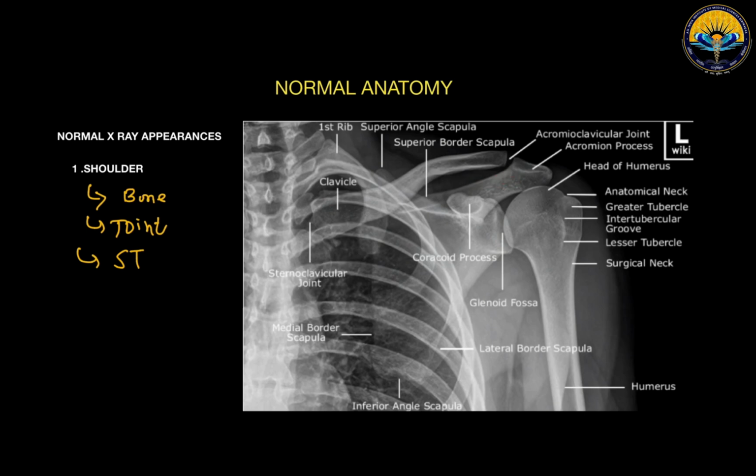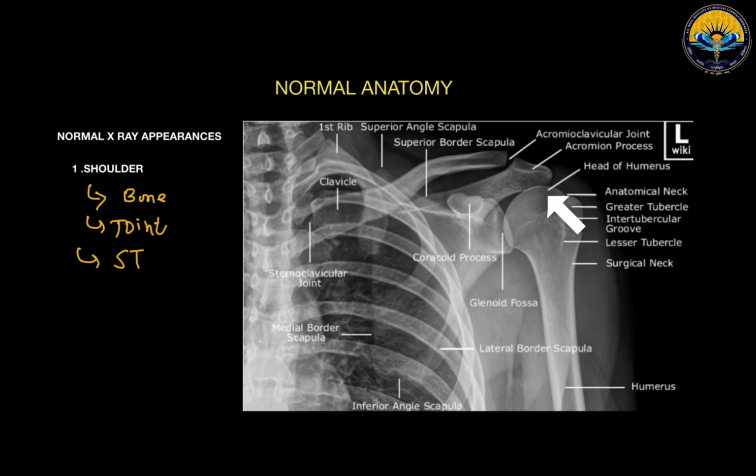The articulation of these bones comprises four major joints, and specifically the glenohumeral joint, acromioclavicular joint, sternoclavicular joint, and scapulothoracic joint.